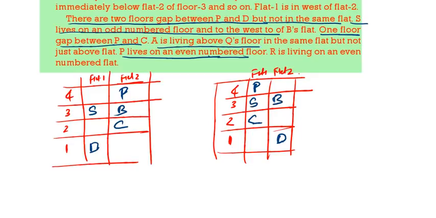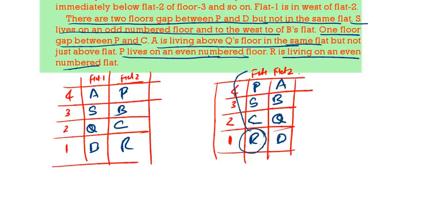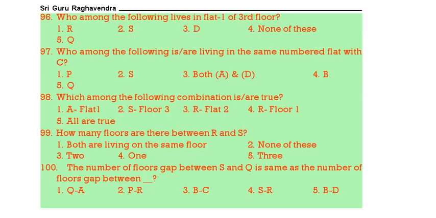Then A is living above Q in the same flat. Here A is living above Q in the same flat. Here we will get R. Here we will get R. R is living on even number flat, but here R is living on flat 1, which is odd number. So this one is wrong. This one is correct. Now taking this, we should answer the questions.